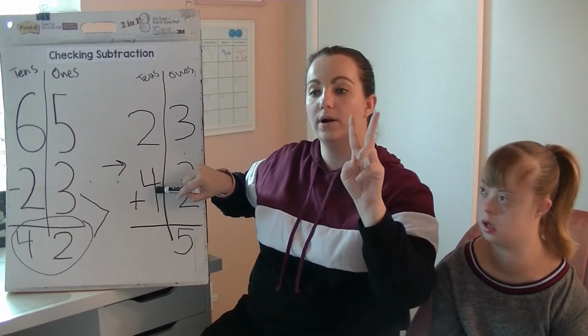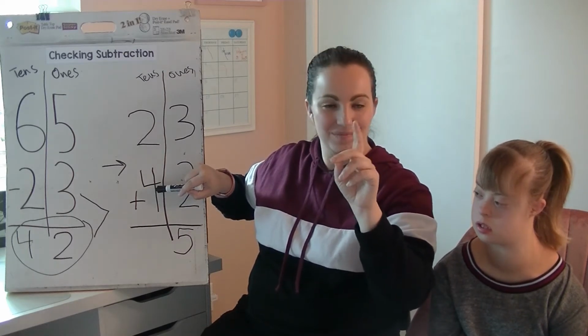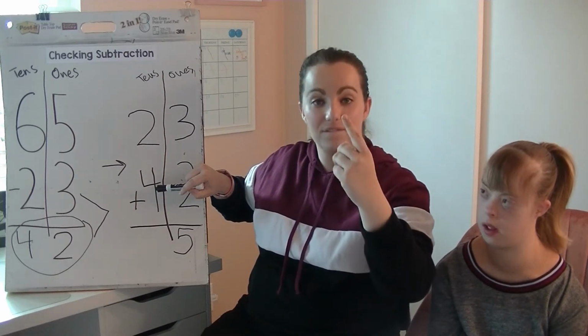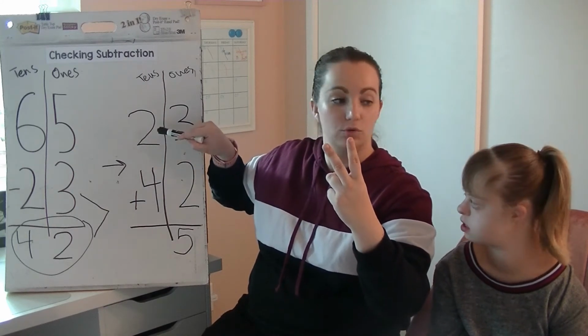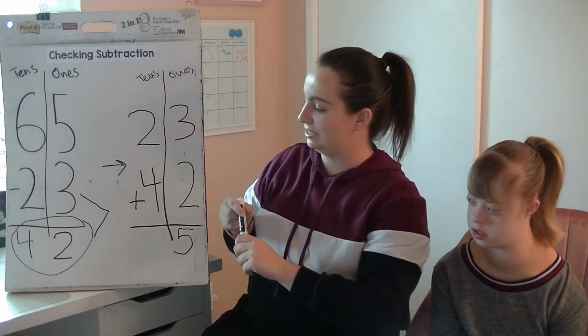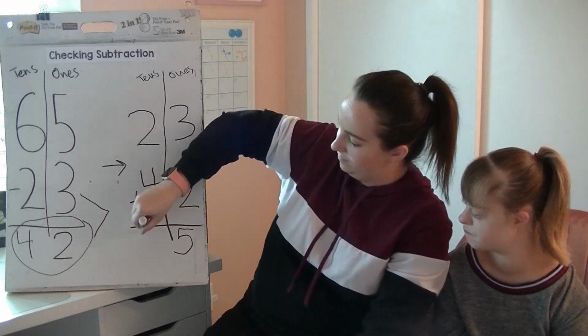What comes after 4? When you keep counting, you have 4. Then what's next? 5, 6. So 4 plus 2 is? 6. Good. I write that answer down here.